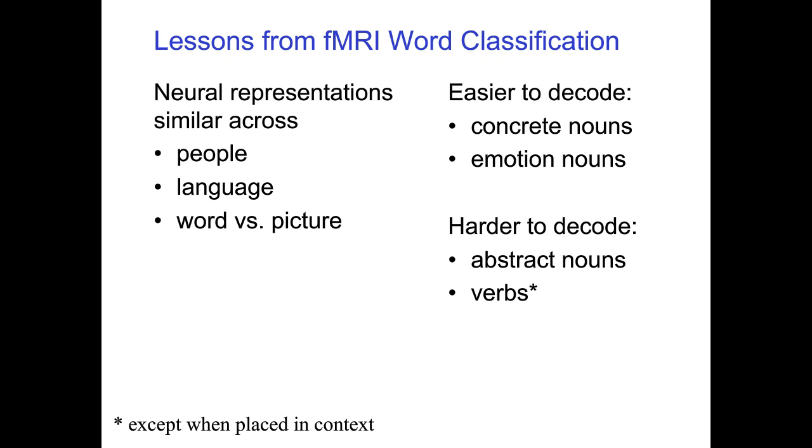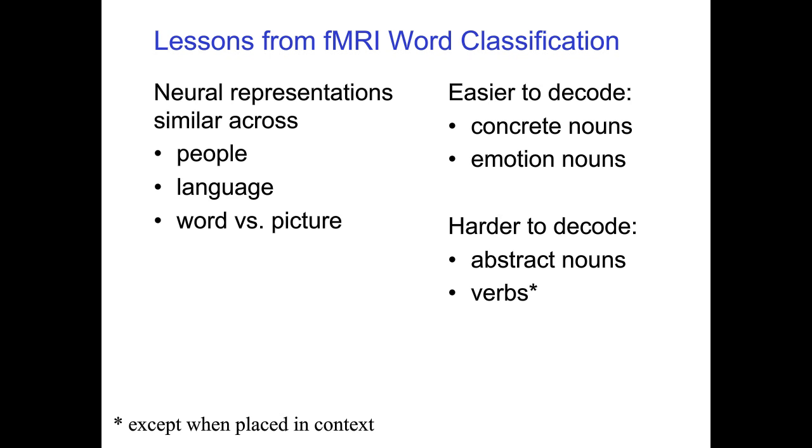We also found that it's easier to decode which word you're thinking about if it's a concrete noun. By concrete noun, I simply mean a noun describing a physical object you could touch, like a table or a shoe or a plant. Or emotions are also very easy. If I give you words like anxiety or love or generosity, those are relatively easy to decode, which probably means that emotional words have very fundamental representation. Harder to decode are abstract nouns, things like democracy or justice. And verbs are hard to decode also unless you put them in context.